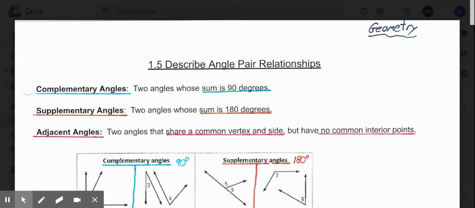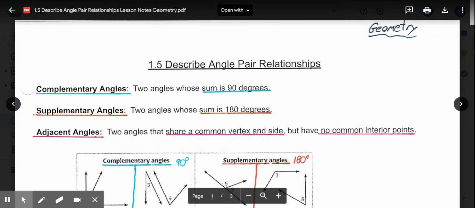Welcome to Lesson 1.5, Describe Angle-Pair Relationships. So we're going to begin with a few different definitions in order to be able to describe and apply these different angle relationships. So the first piece we're looking at are complementary angles.